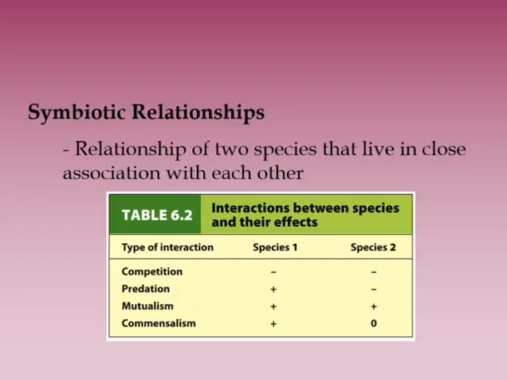Let's go over a quick review using this diagram. Competition is harmful to both species involved. Predation benefits the predator and has a negative impact on the prey. Mutualism benefits both organisms, and commensalism benefits one organism and does not bother the other, so no effect on the other critter. So let's go ahead and wrap up video 2 for chapter 6.